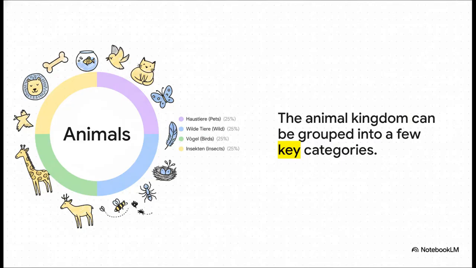Now for the animal kingdom. We can kind of group them into a few main categories. You've got Haustiere. Those are the pets we have at home. Then there are the Wildtiere, the wild animals. And of course, we have Vögel, birds, and all the millions of tiny Insekten, insects.